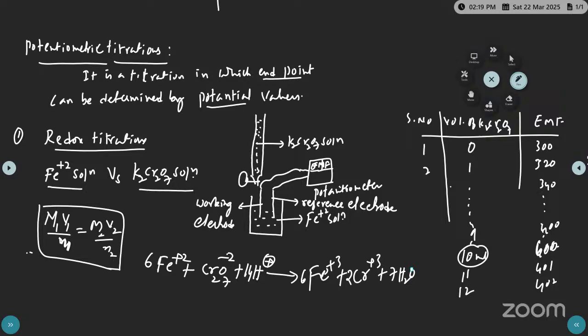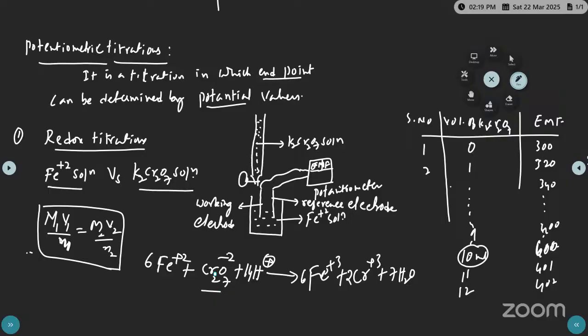Oxidation number increases, that is oxidation. So here, what is the oxidizing agent? K2Cr2O7. Cr2O7 is the oxidizing agent which oxidizes the Fe plus 2 ions into Fe plus 3 ions. So this is a redox reaction. Both oxidation and reduction reactions take place.